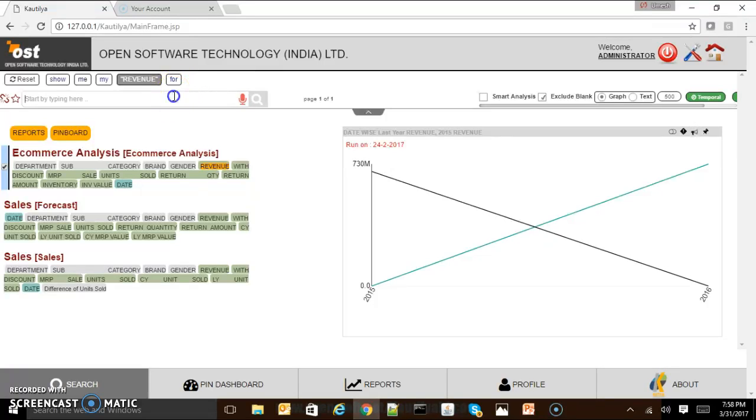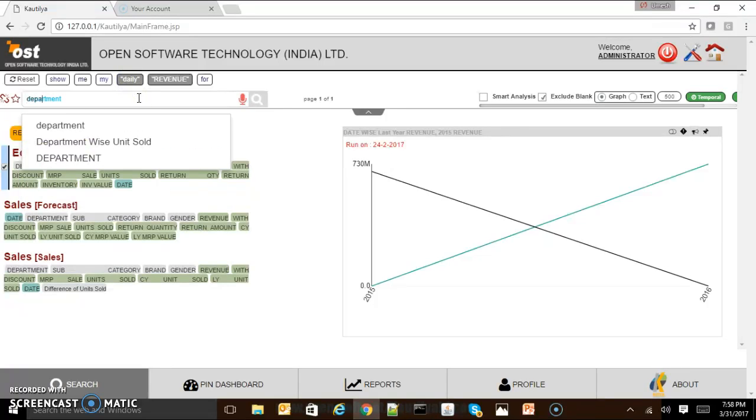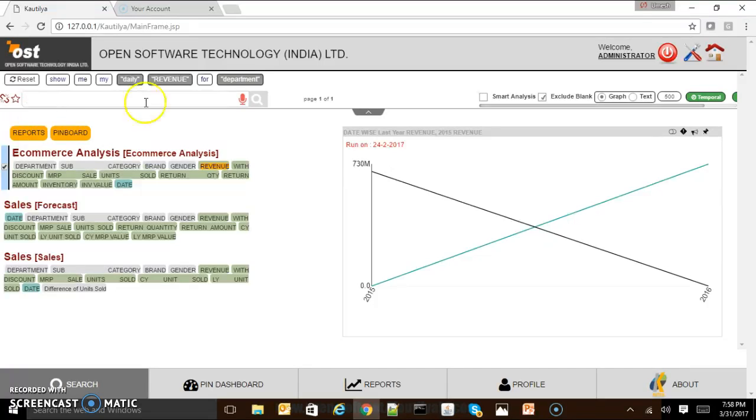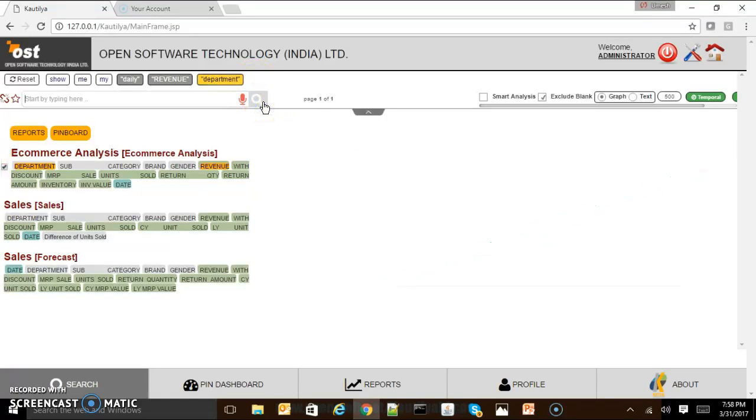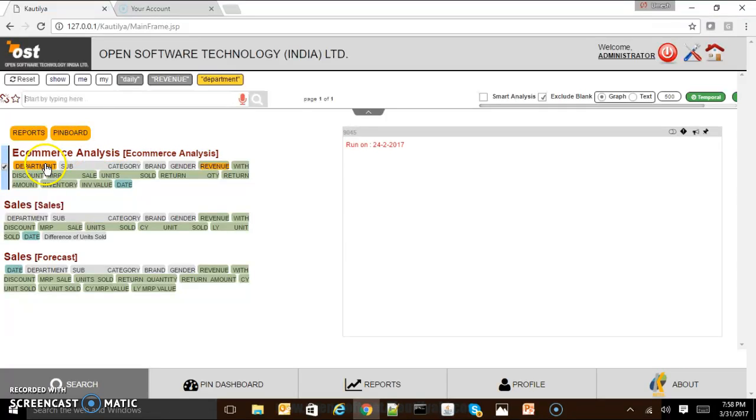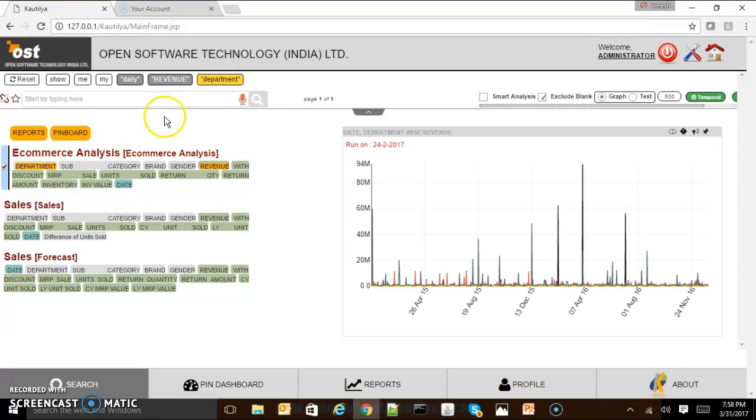So I want to see now daily revenue, and I want to see this by departments. So I want to go ahead and bifurcate my revenue now by department. So daily revenue with department is what my question is. So let me see what it gives now. So it has already caught on the word department here, and it draws it over here where it says this is my daily revenue for each of the departments.